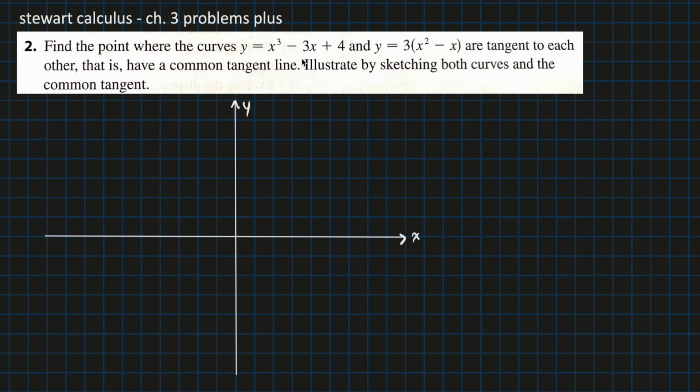Find the point where the curves y equals x cubed minus 3x plus 4 and y equals 3 times x squared minus x are tangent to each other. That is, they have a common tangent line. Illustrate by sketching both curves and the common tangent.